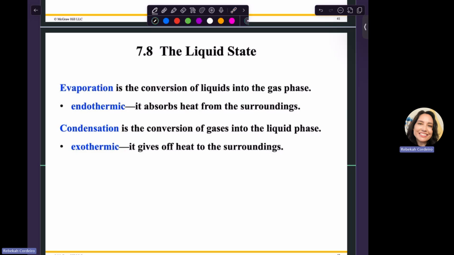So if you think about particles moving apart, you have to put in energy to separate them because they're attracted to each other. You have to break the intermolecular forces, the glue.